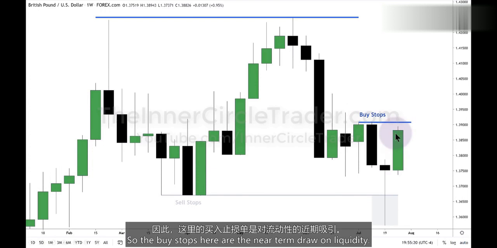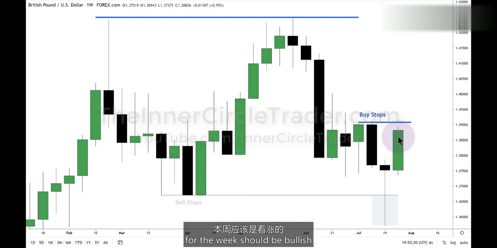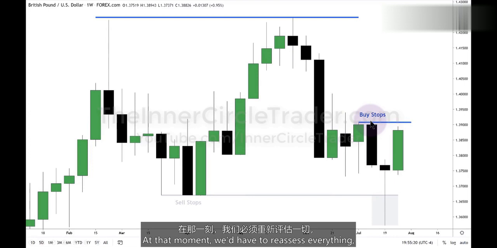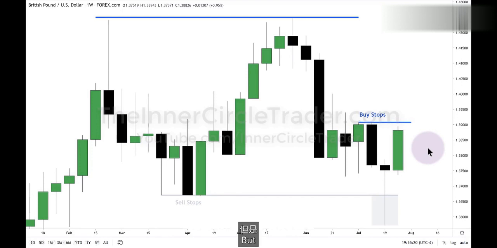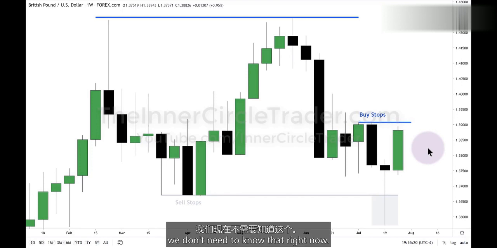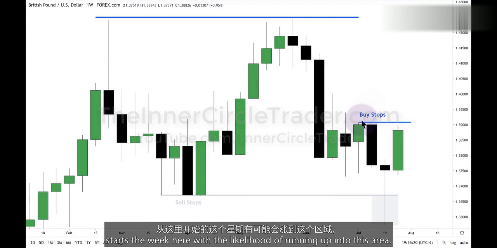So the buy stops here are the near-term draw on liquidity. So institutional order flow for the week should be bullish until we get up into this area. At that moment, we'd have to reassess everything, continuation if it's likely, or reversal if it's likely, or just consolidation. But we don't need to know that right now. That starts the week here with the likelihood of running up into this area.